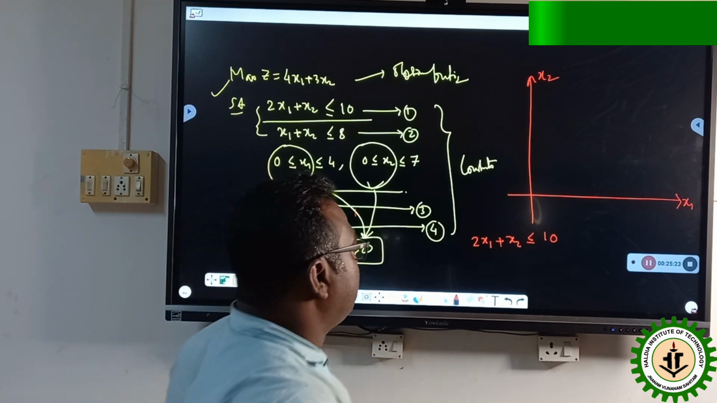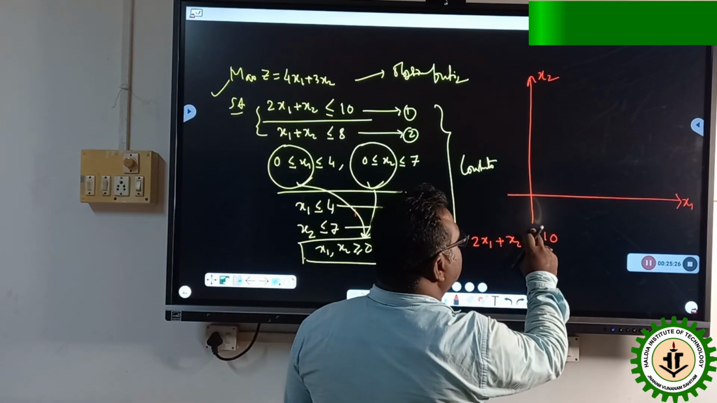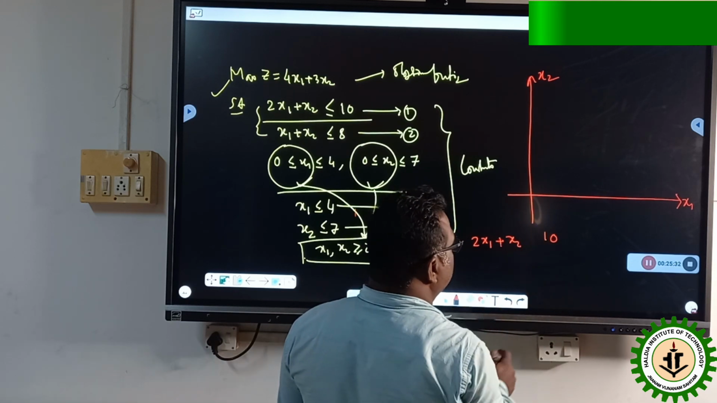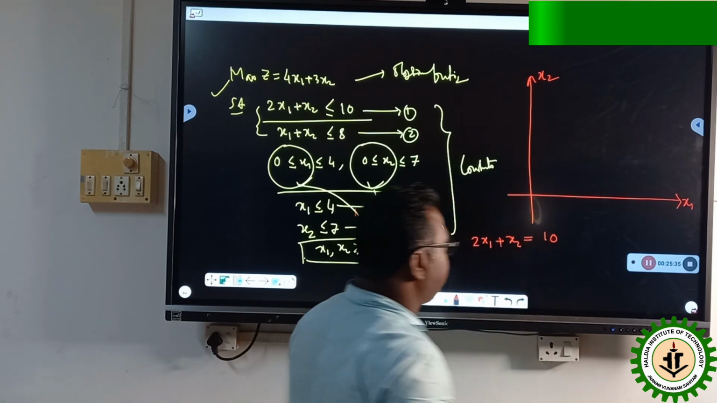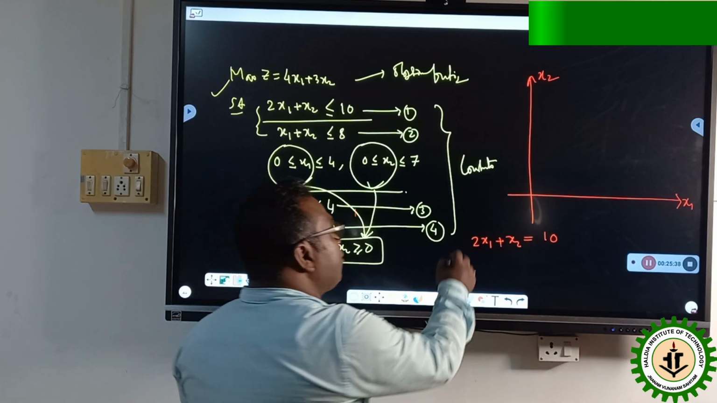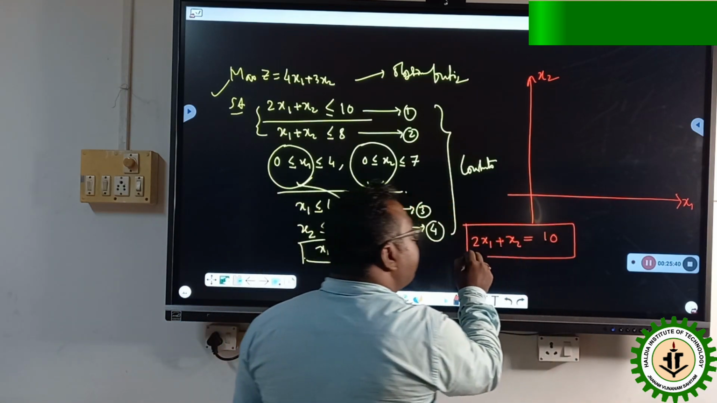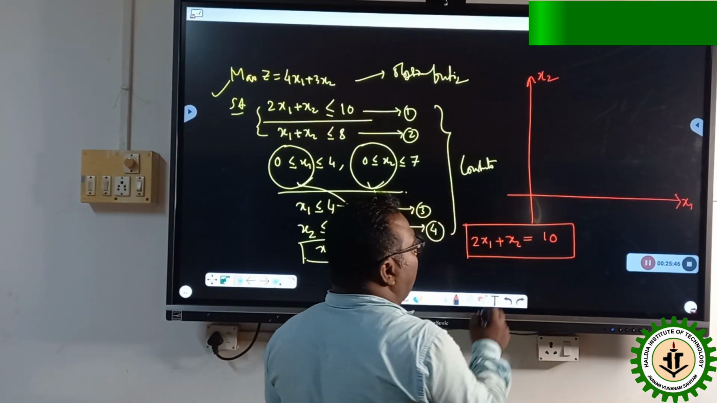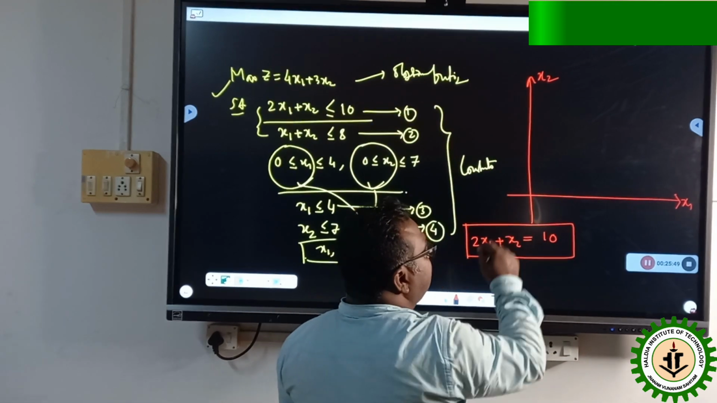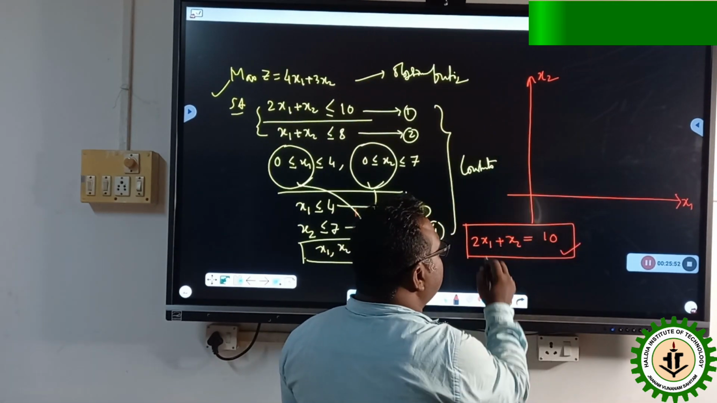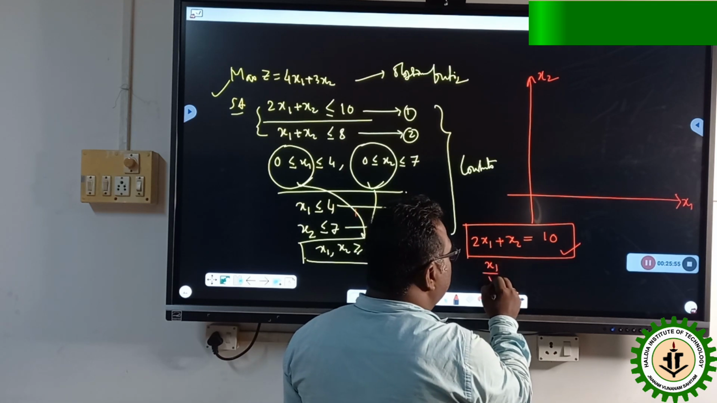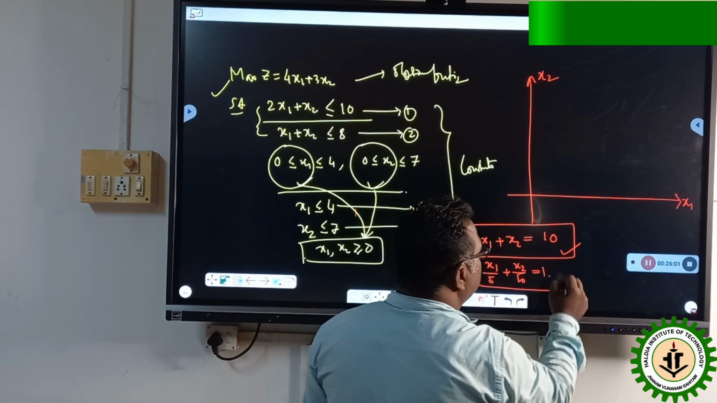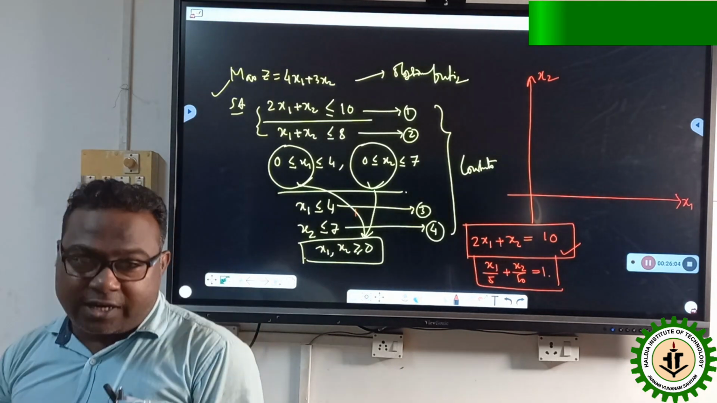If you ignore the less than or equal to sign, then what do you get? You can write down from here that this is equal to 10. You know that any equation in two variables represents a straight line. So, if you want to find the equation of the line, what will be the equation? You can write x1 by 5 plus x2 by 10 equals 1, which is called the intercept form of a straight line.